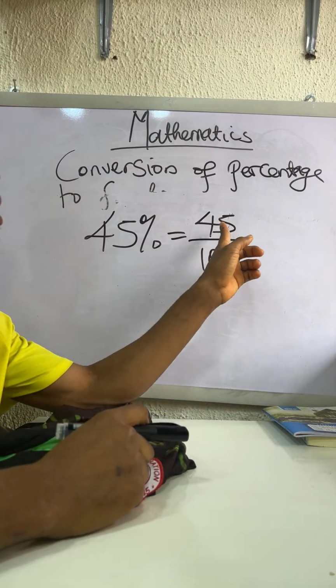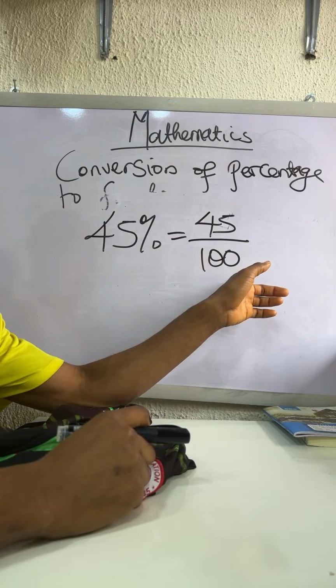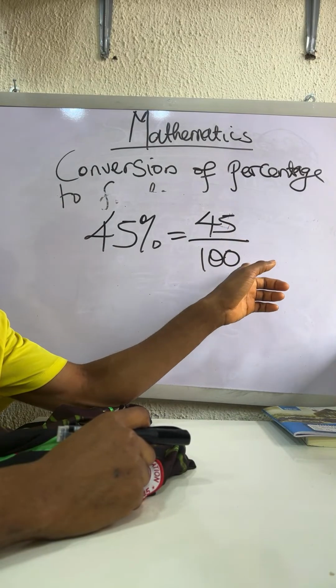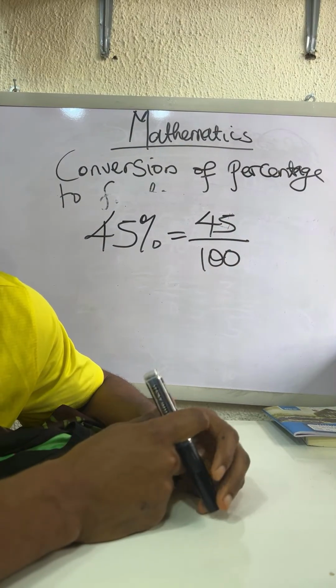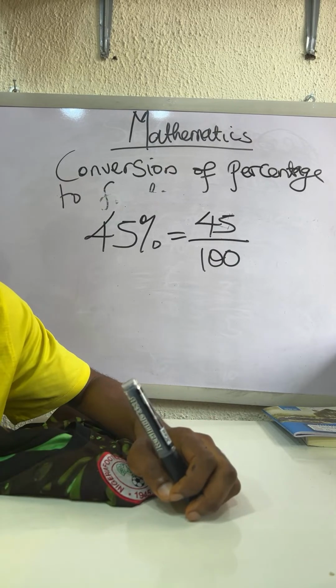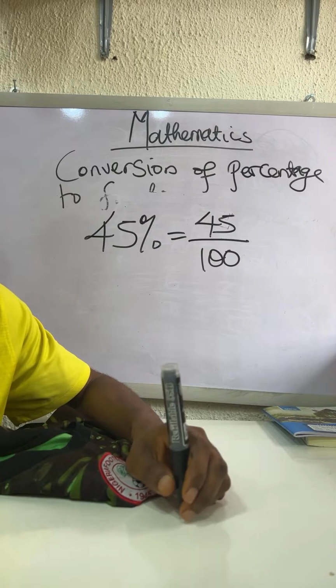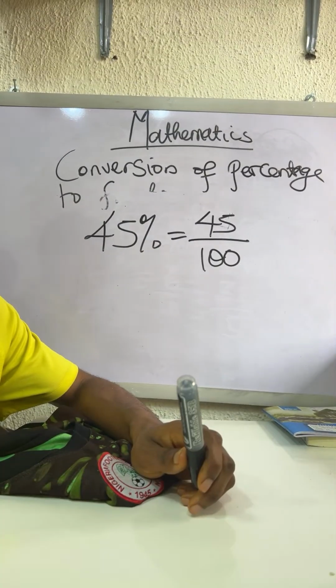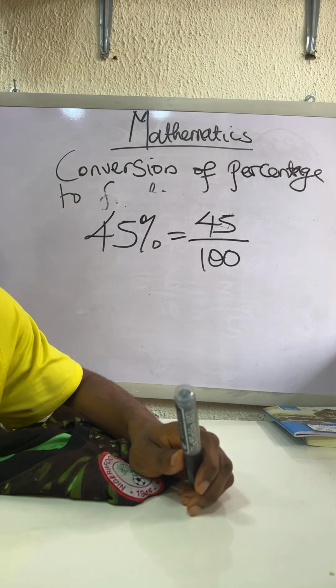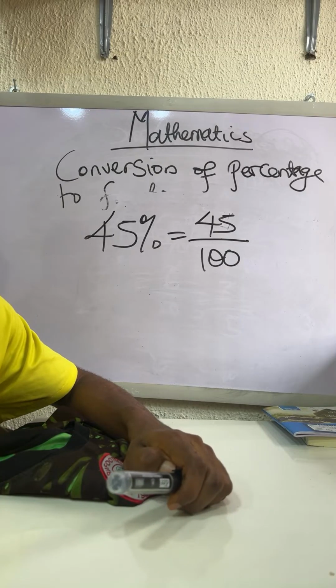So do you know what can divide 45 and 100? What can divide 45 and 100? Do you know? Okay, say it then. Let me hear. Say it. 5.